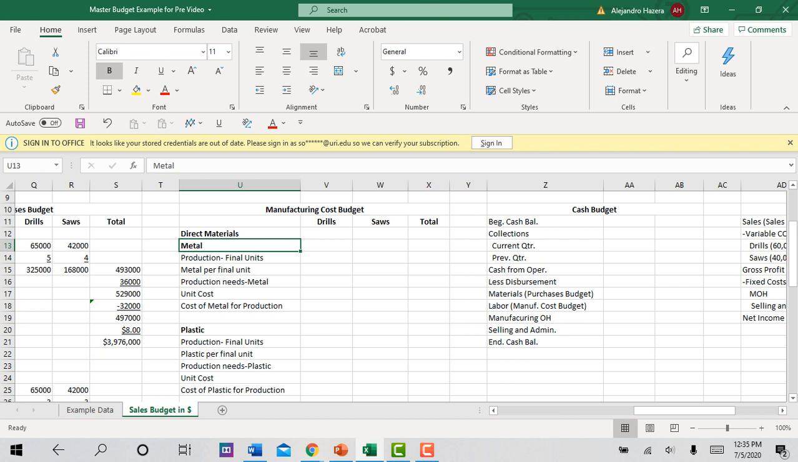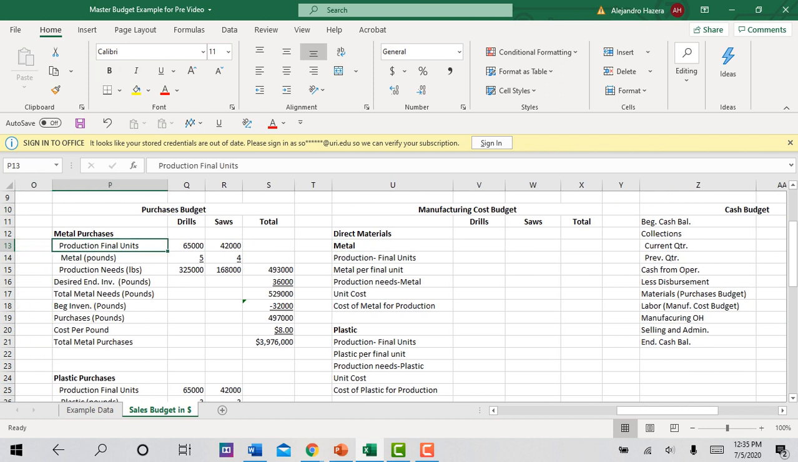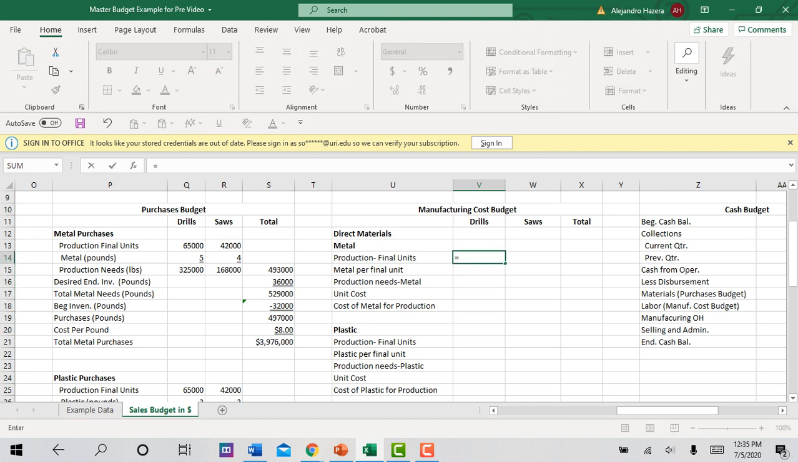So in one we were concerned with how much do we have to purchase of each, both in quantities and dollars, of each direct material during the period, regardless of whether or not it goes on the assembly line. Here in the manufacturing cost budget, we're only concerned with the costs, not just materials, but costs that go onto the assembly line. And these are all going to be, in a sense, variable costs, the way this example does it. Okay, so let's go ahead and start.